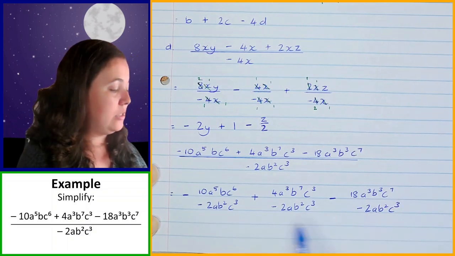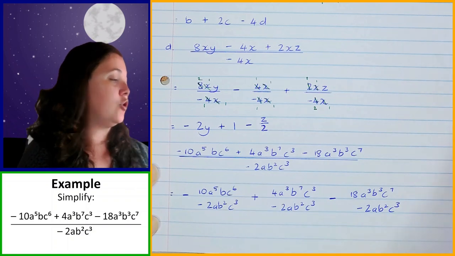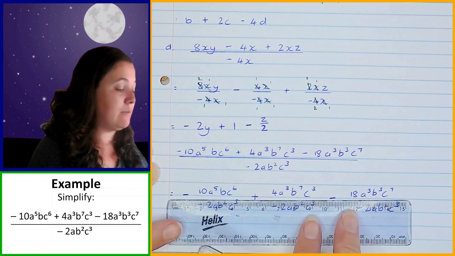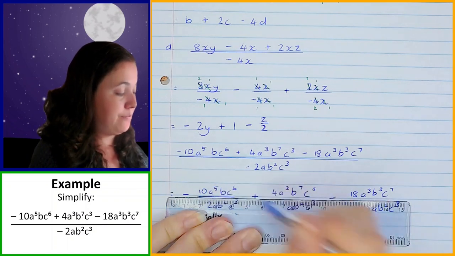Notice that every single time my denominator is exactly the same as what it was to start off with. I don't change it just because I'm not splitting the denominator up. I'm splitting the numerator up, and the denominator is staying the same.